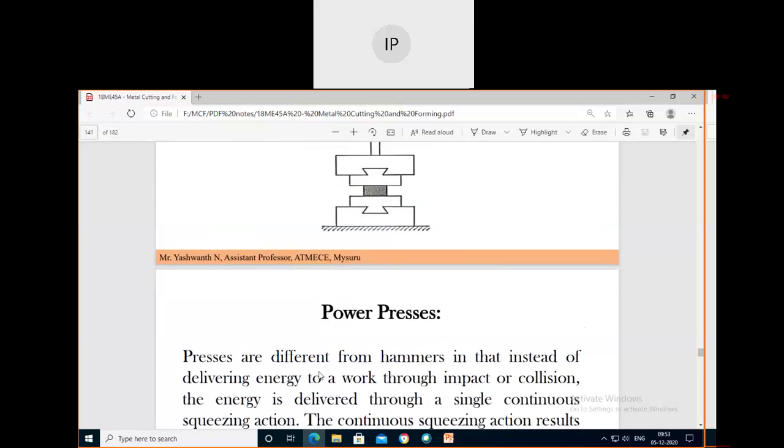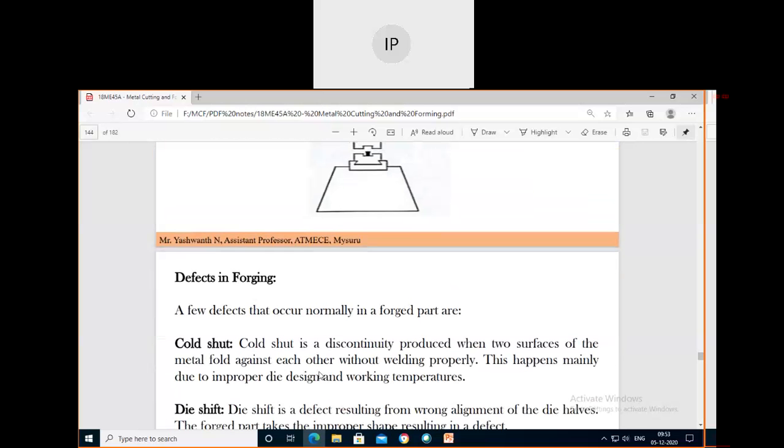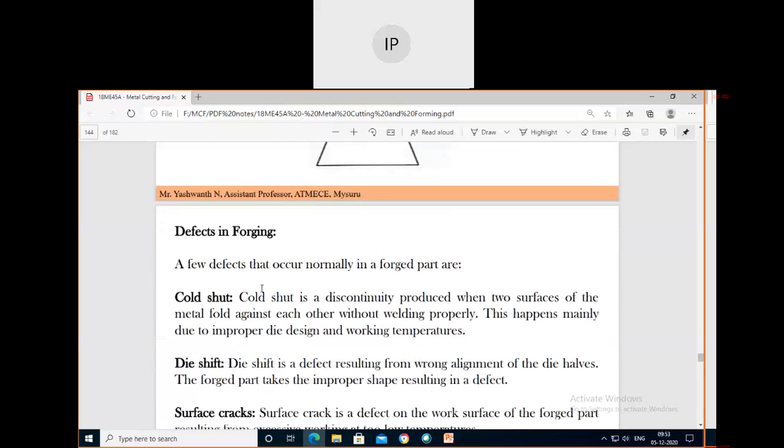Next we move to the last concept in the forging process, that is defects in forging. Once the object is formed, we have to check whether it has any error with the help of the quality department. Once it finds some errors or defects, it should be sent again for recycling. So we have different types of defects in the forging process. First one we have is the cold shut, the discontinuity.